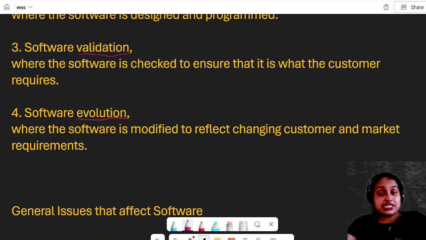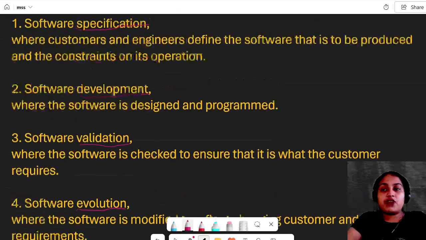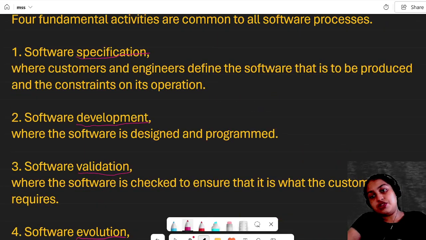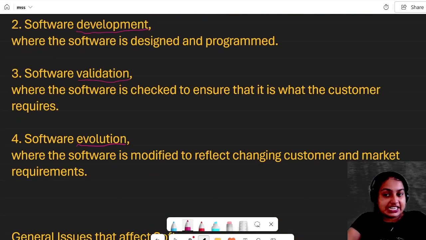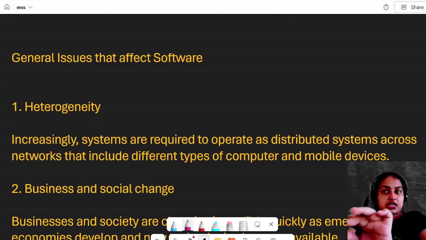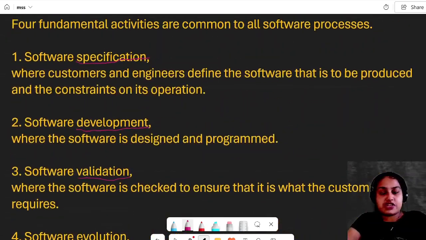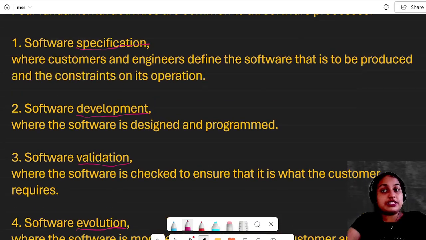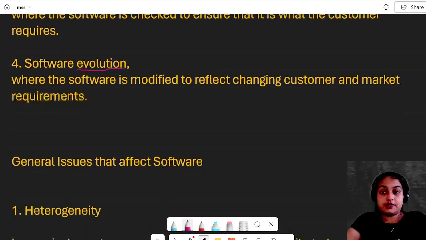So based on that, again, we can evolve the software. So these are the 4 activities: software specification, software development, software validation, and software evaluation. Okay, this is not even a brief. I've just mentioned what it is. We have to study it in very detail with the diagrams also.